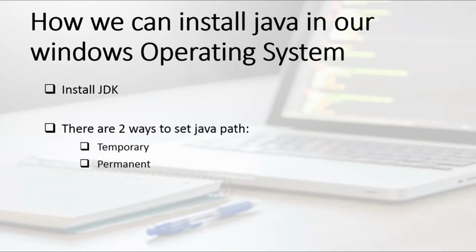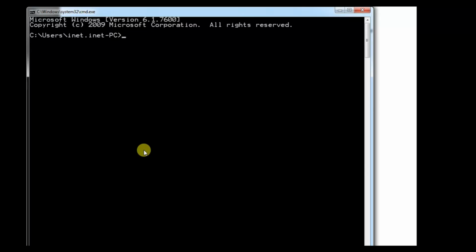For this, let's first check whether our device has Java software, that is JDK, installed in our operating system or not. For that, first press the Windows key and type CMD in the search box, that is our command prompt. You can also press Windows plus R, type CMD and press enter. Now this black screen is the command prompt of your Windows operating system.